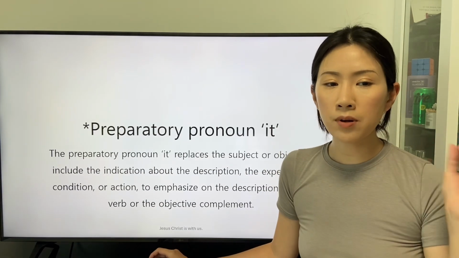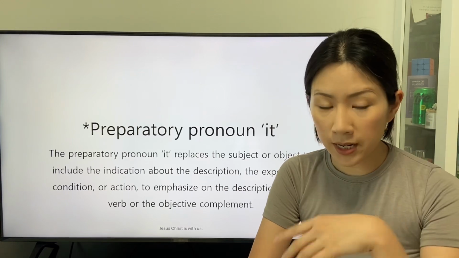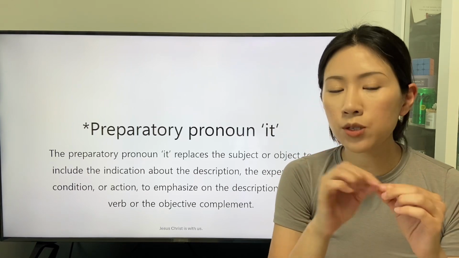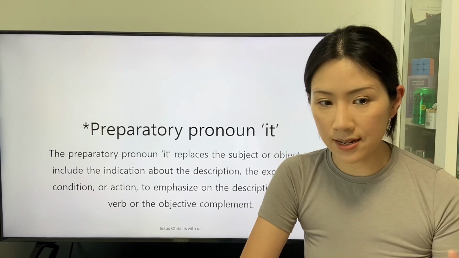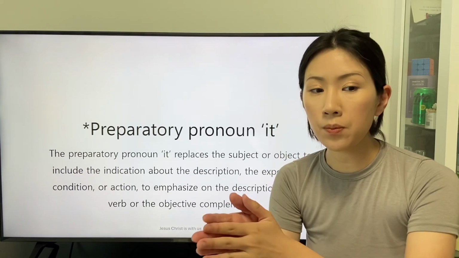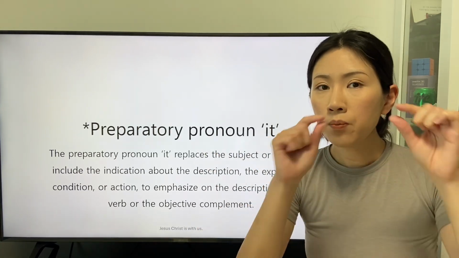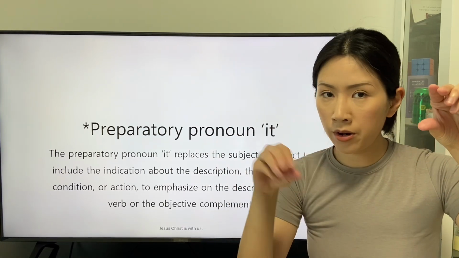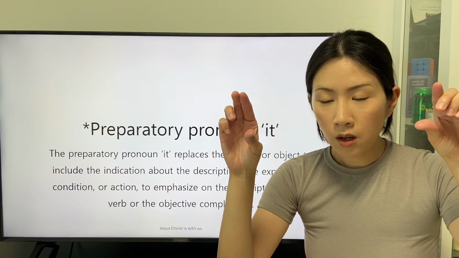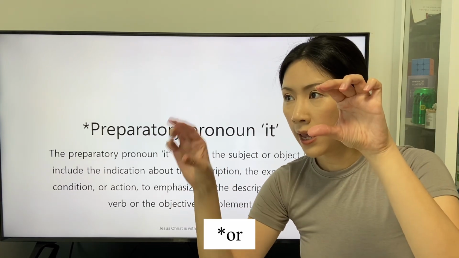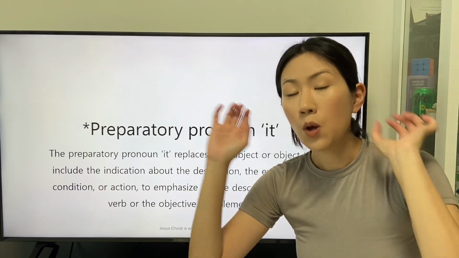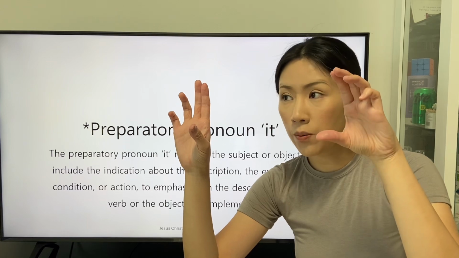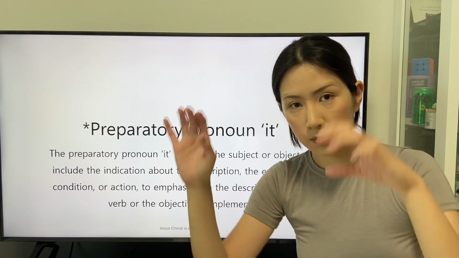The preparatory pronoun it replaces the subject or object to include the indication about the description, the experience, condition, or action, to emphasize the description by the verb or the objective complement. So the preparatory it replaces the subject or the object ahead of the verb or the objective complement when the speaker intends to emphasize the definition of the verb or the objective complement.